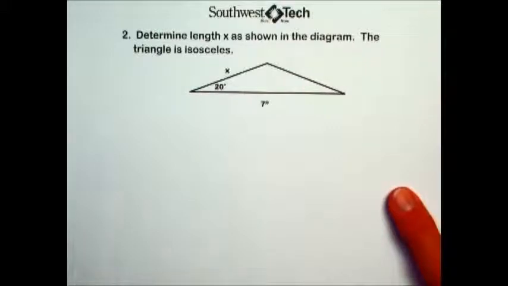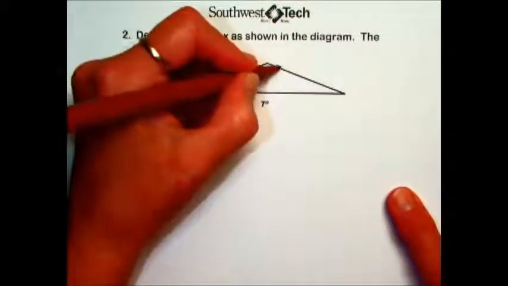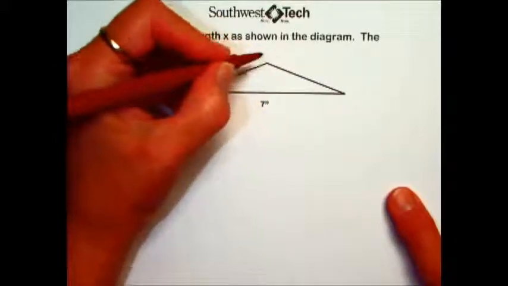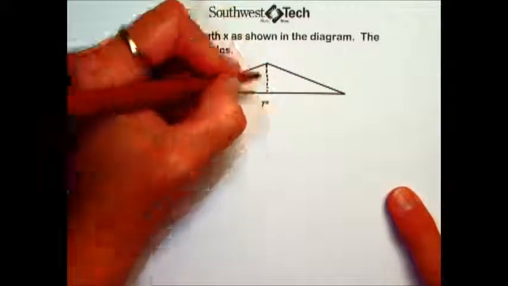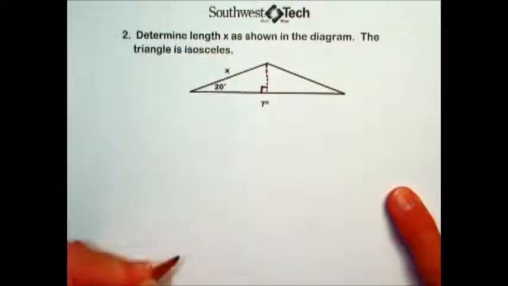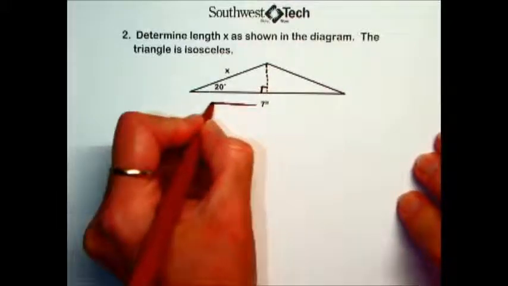We're going to begin by drawing an altitude from the upper vertex between the two equal sides of this isosceles triangle to the opposite side. An altitude forms a right angle. It also bisects the side that it intersects.